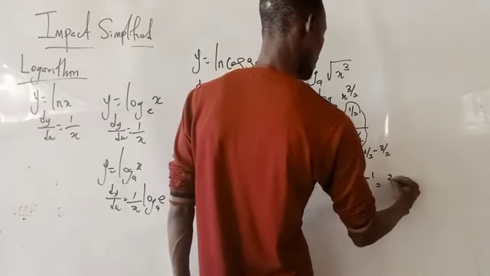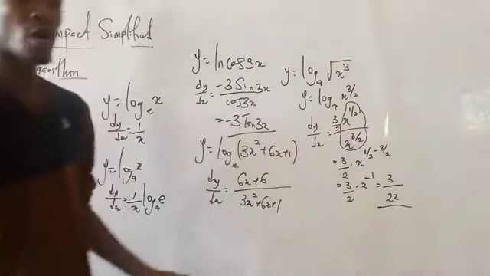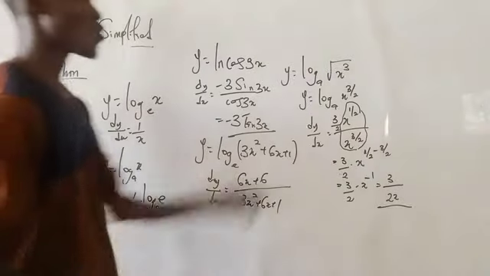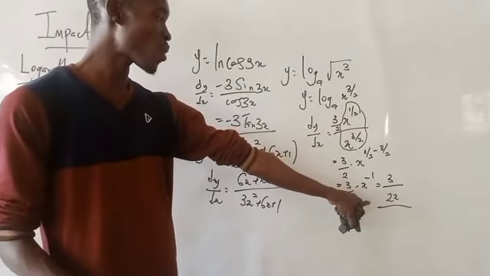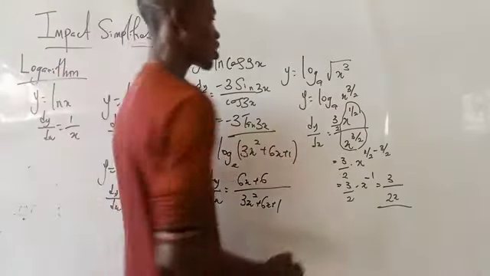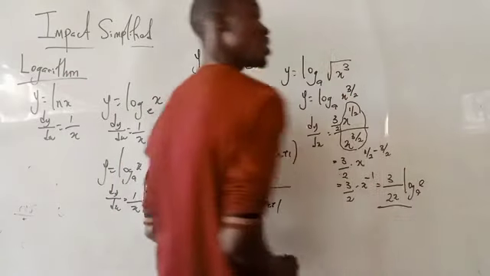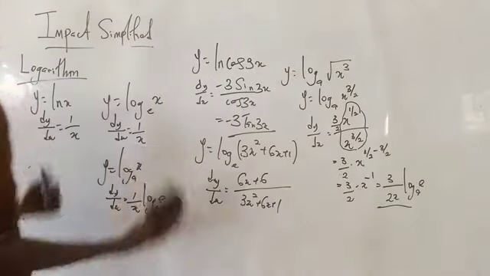Minus 1. And if you solve this normally, we have it as 3 over 2x. And as you can see, that is very simple. But don't forget, that is not all. This is the final answer for our differentiation. But because it is log a, what do we do? We add log e base a to our final answer.